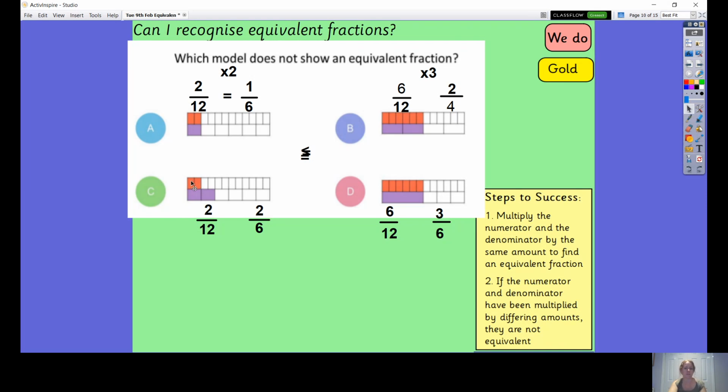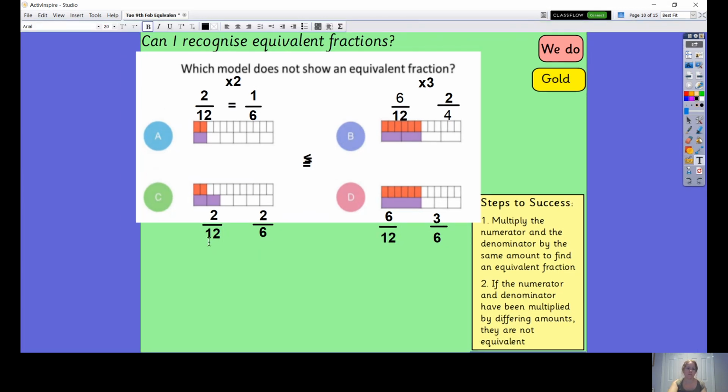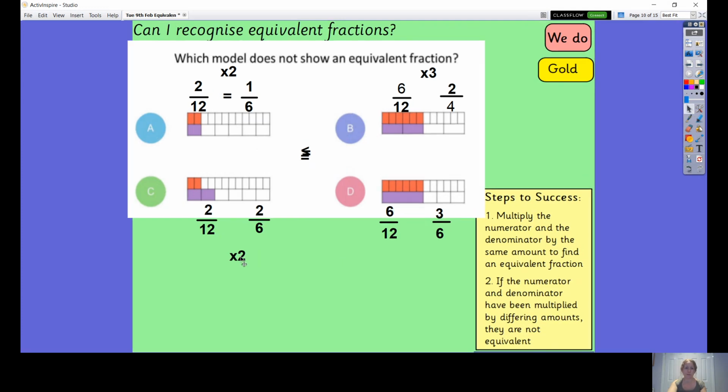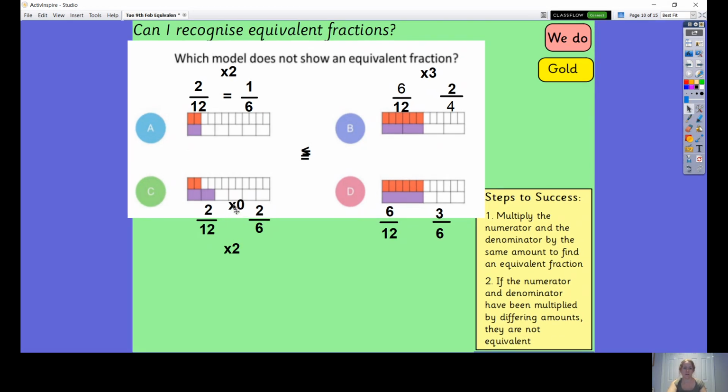So although they've still got 2, they're much smaller pieces. If we have a look down here, we can see the number that we've multiplied by to get from 6 to 12. 6 times 2 is 12, but 2 times nothing is 2. So they haven't been multiplied by the same, have they? 2 times nothing. Oh, hang on, that is it. Beg your pardon, sorry. 2 times 1.